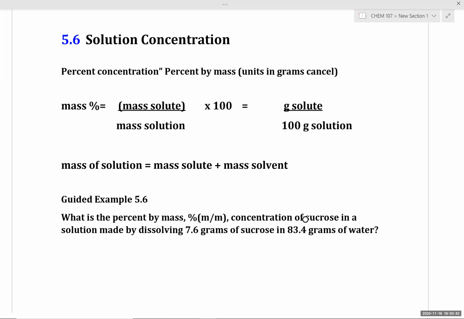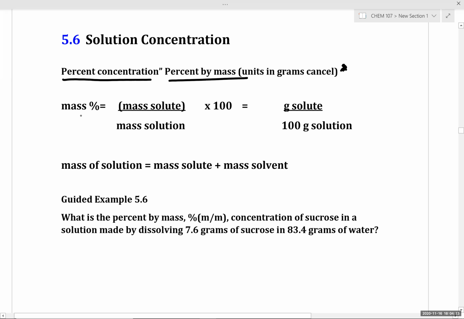Okay, so let's talk about different ways of expressing solution concentration. All of these measures of concentration are often expressed in terms of solute, solvent, and solution. The first type of solution concentration measurement that we'll look at is percent concentration or percent by mass. Now, it is a unitless value. The units in grams cancel.